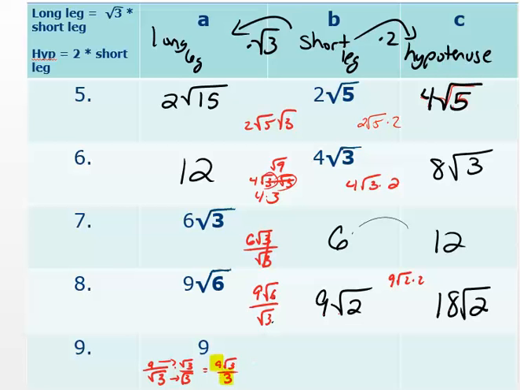Our coefficients, our regular numbers, are going to divide. 9 divided by 3 is 3, and we keep the rad 3. To get to the hypotenuse, we're going to take this 3 rad 3 and multiply it by 2. Multiplying the regular 3 by the 2 is 6, and we keep the rad 3. So we'll be working a lot with what we've learned about those radicals.